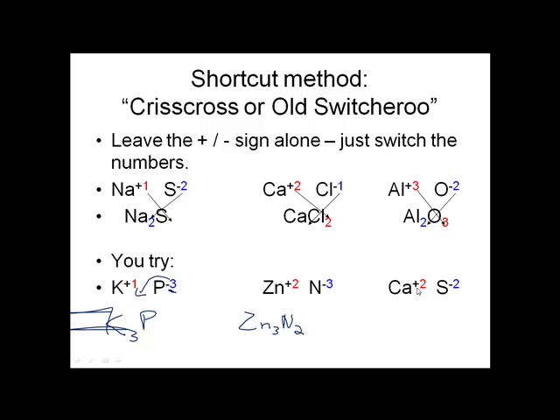If they are the same charge, we don't worry about it. We don't even have to do the switcheroo. We just write CaS. Very important, if the charges are equal, we don't do the switcheroo. If the charges are unequal, if they're different, then we do the old switcheroo.